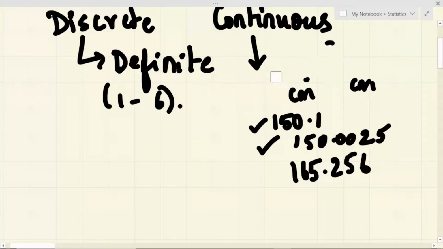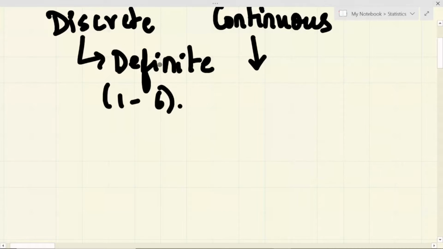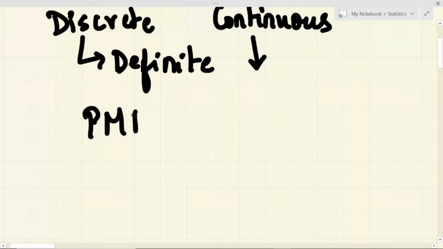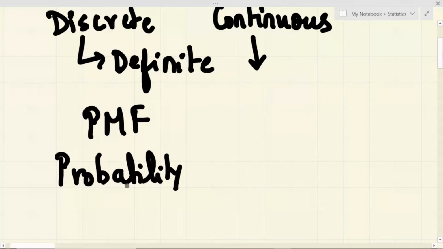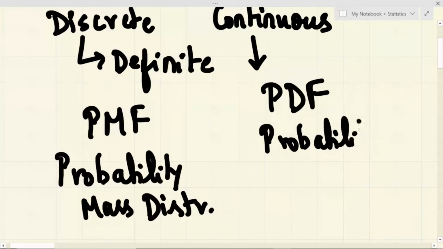Let us also talk about the distribution that is followed by both of these variables. When we consider a discrete random variable, the type of distribution that is followed is the probability mass function. Whenever the probability of a discrete random variable is plotted, it's called the probability mass function. Also, when the probability of a continuous random variable is plotted, it's called the probability density function.